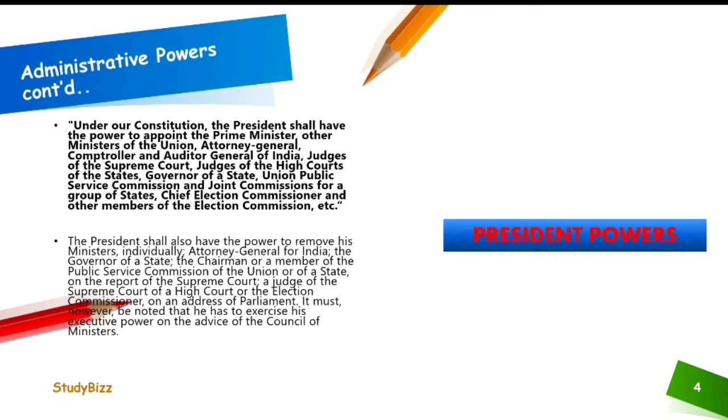It must, however, be noted that he has to exercise his executive powers on the advice of the Council of Ministers, and this is the key point at the end. So he has to perform this action on the aid and advice of the Council of Ministers. This is the key point. This is where we can say he is a formal head, not the real head. But still, he has tremendous powers in terms of legislation, as well as judicial and military powers as well. We'll come across them in the next part of this video.